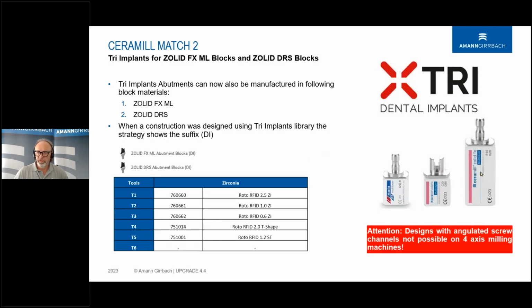That means we have a workflow for these blocks with different mandrels here. Be careful, this is only possible with 5x milling machines, not with a 4x milling machine. And what you need here is, of course, for the zirconia, the normal zirconia burrs, 2.5, 1.6. And additional to that, the T-shape. The T-shape opens the hole from the implant direction and mills the seating part of the screw head, and the ST 1.2 ST mills the geometry from your crown to the tree implant abutment.